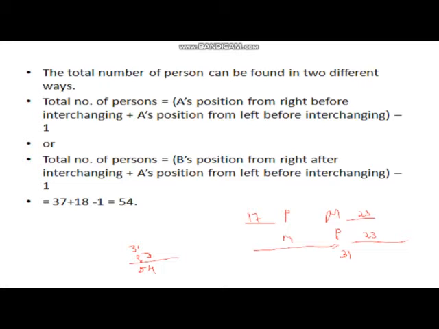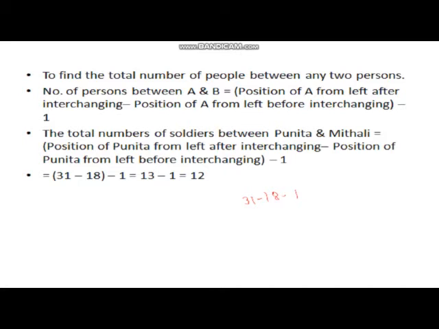Okay, the third type of question is to find the number of persons between Punita and Mitali. In that case, what you have to do is, see, the position of Punita from left after interchanging, which is 31, minus the position of Punita from left before interchanging. Because we have to find the number in between Punita and Mitali, and since they are interchanged, we can consider after interchanging and before interchanging of the same person, minus 1, because Punita is considered in both cases. So minus 1, and totally we get 12.